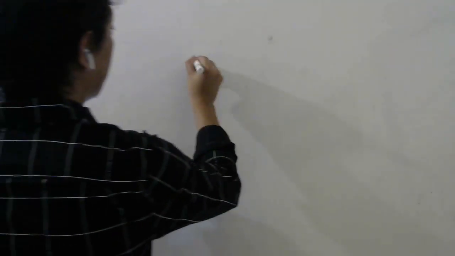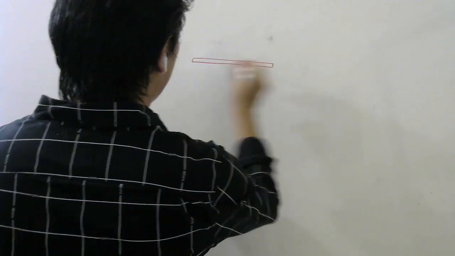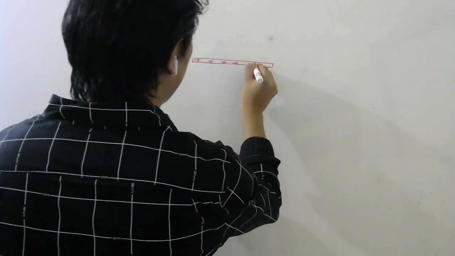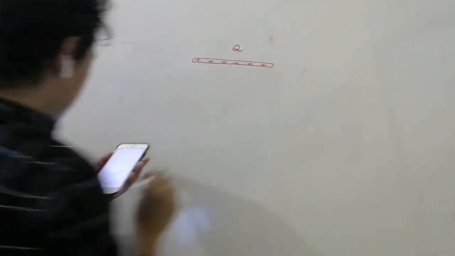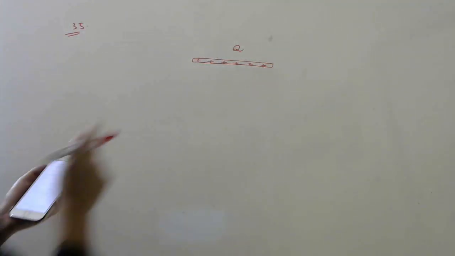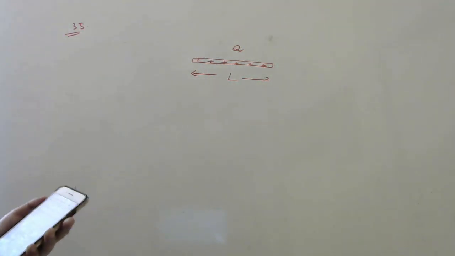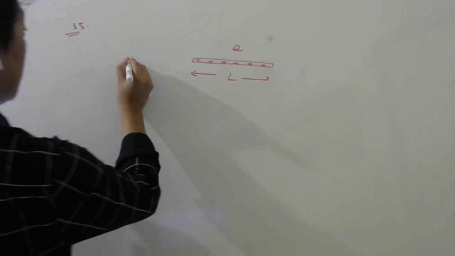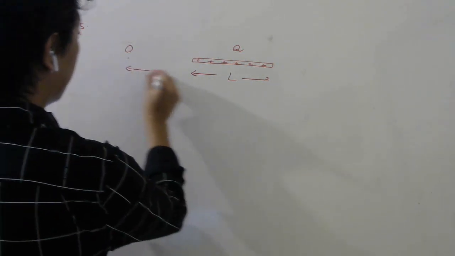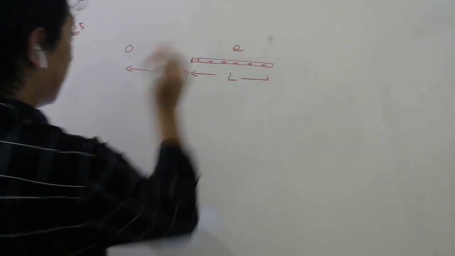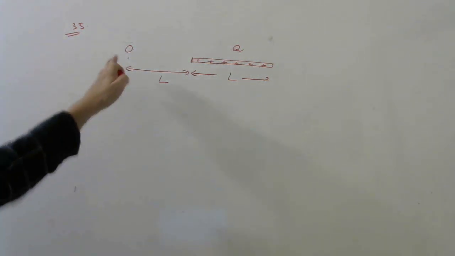Let's see the 35th question. A charge capital Q is uniformly distributed over a long rod AB of length L. So there is a rod where charge is distributed uniformly, and the total charge is capital Q, and the length is L. They want electric potential at a point O, which is at a distance L from one end. Students, they want the potential at this point.